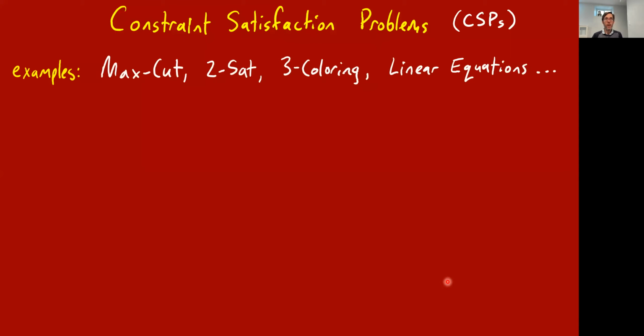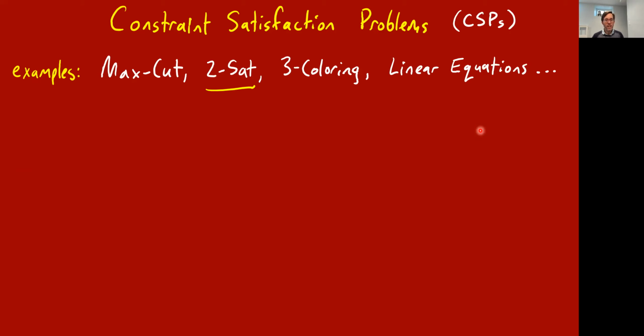OK, so constraint satisfaction problems are a pretty wide class of algorithmic problems or tasks. And many well-known algorithmic problems are examples of constraint satisfaction problems. So the maxcut problem is a constraint satisfaction problem, and the 2-sat problem, and the 3-sat problem, and the k-sat problem are CSPs. Trying to 3-color a graph is a CSP. Trying to solve a system of linear equations is a CSP. Not every problem is a CSP, but a lot of cool problems are CSPs.